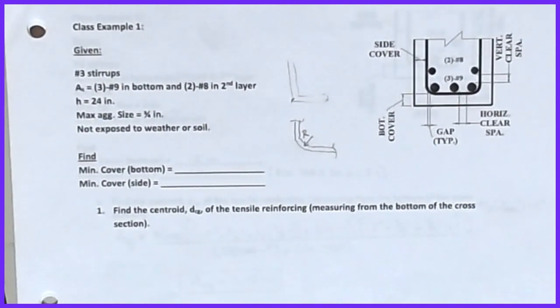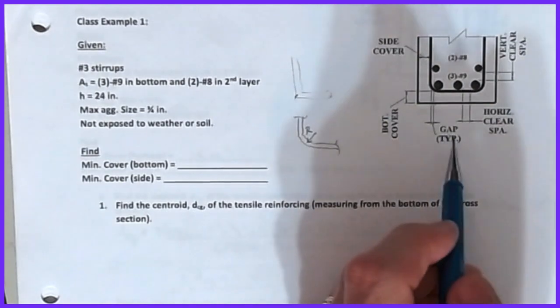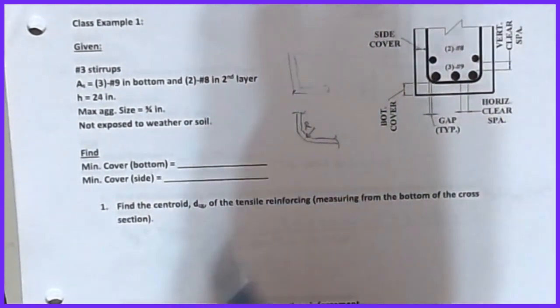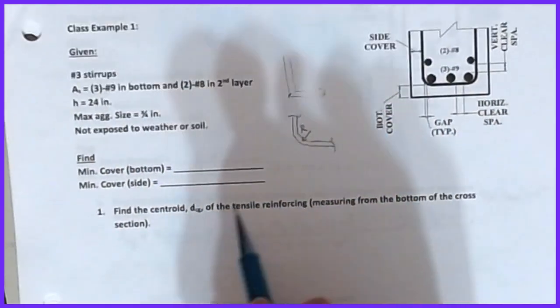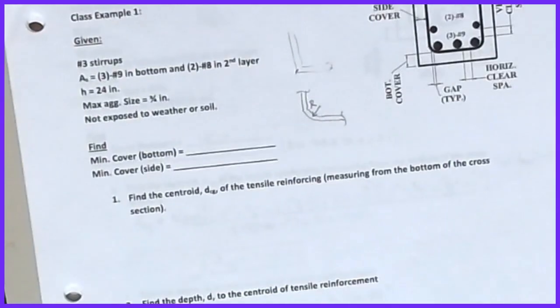Now, like I say, for big bars on small stirrups, generally the gap distance is very small, and a lot of times we just neglect it and we don't worry too much about it. But it is an issue that they want to be aware of as we look at it.